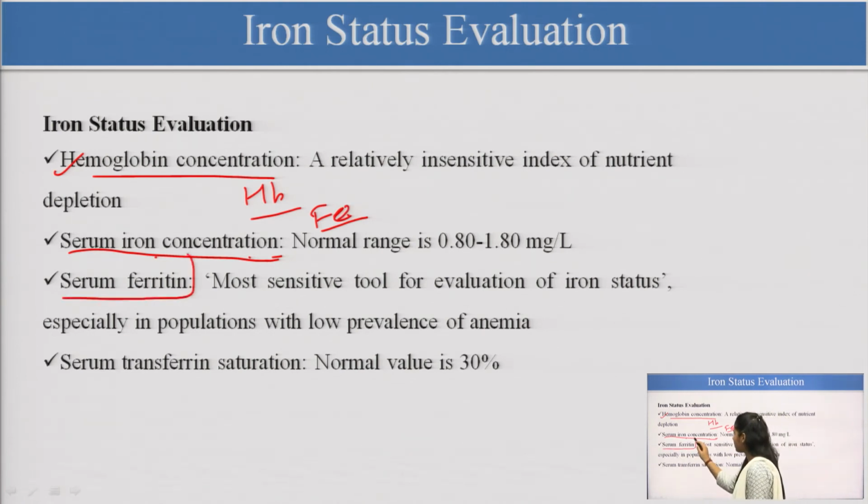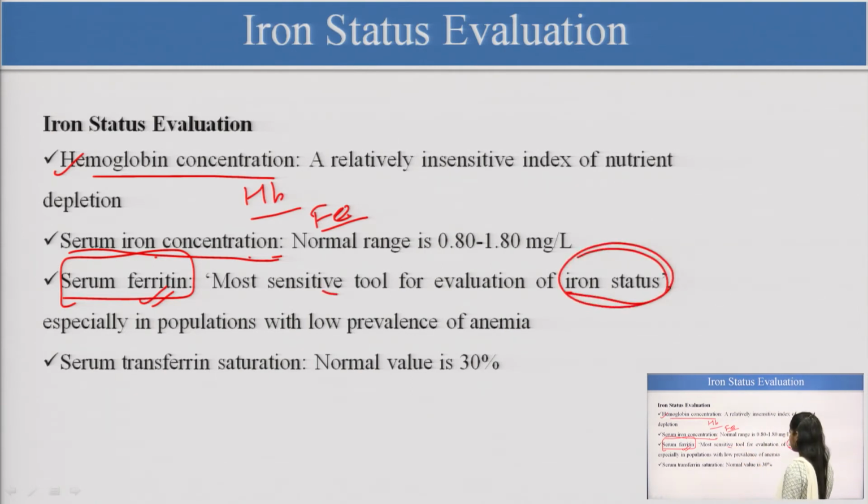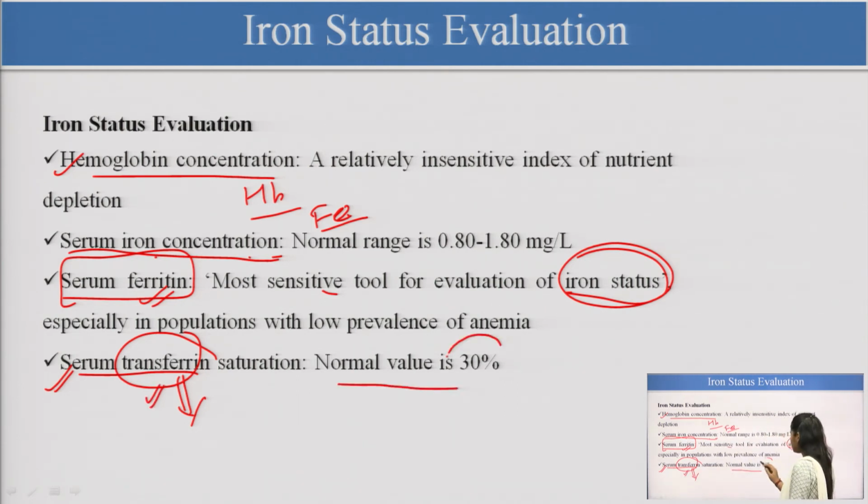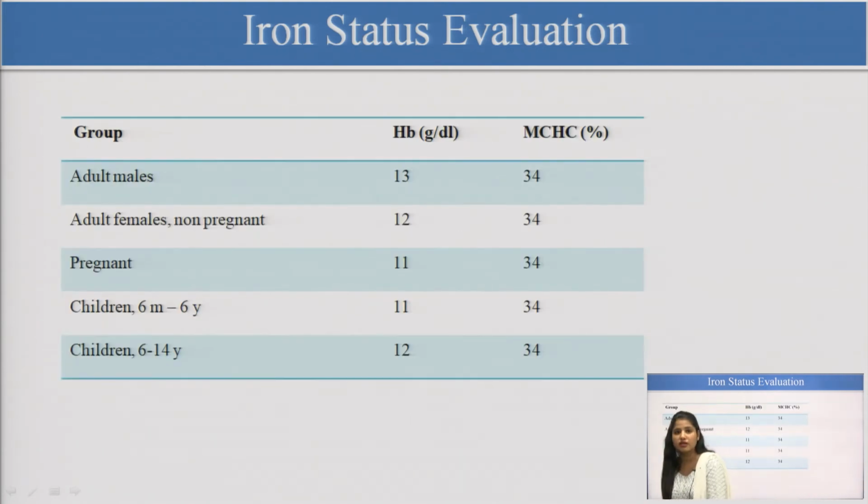Then there is ferritin stores, so serum ferritin levels can be checked. Iron is stored in the form of ferritin, so this is also one of the sensitive tools for the evaluation of iron status. Then other tests like transferrin. Transferrin is one of the proteins we check in the blood. It is essential for the transfer of iron from one place to another place where it is required for all of the cells. The normal value is 30%. So, all of these levels we can check for the iron status evaluation.